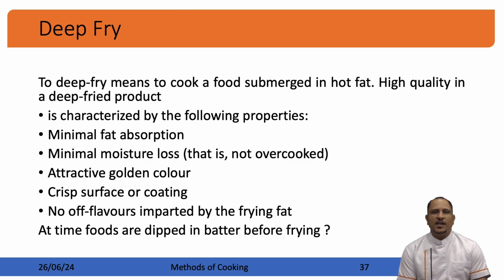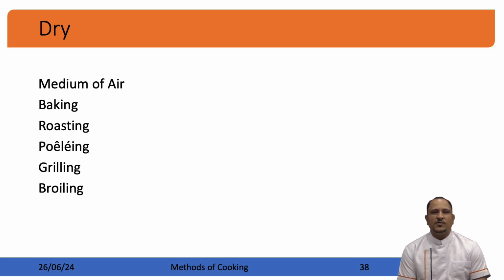Another method of medium of fat under dry methods of cooking is deep frying. Deep frying, as the name suggests, the food item which is being fried should go deep into the fat. So it should be fully submerged in the fat while being cooked. So that becomes the deep fry method of cooking. Potato is one of the most popular ingredients cooked by the deep frying method. Dishes like samosa or pakoda, there are various Indian dishes which are cooked by this method, deep frying. So these were the dry methods of cooking using fat as a medium.